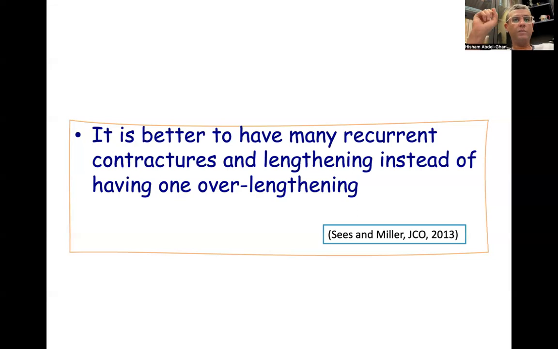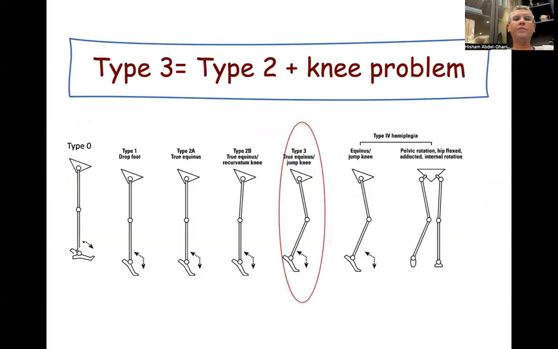But we have to keep in mind that having multiple recurrences is much, much better than having over-lengthening of the tendo-Achilles and decreased power generation of the foot. This is very uncommon in hemiplegia patients, but it is very, very important in diplegic patients, because diplegic patients have a very high liability to develop early over-lengthening of the plantar flexors and to develop crouching.